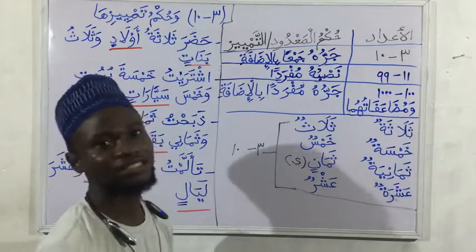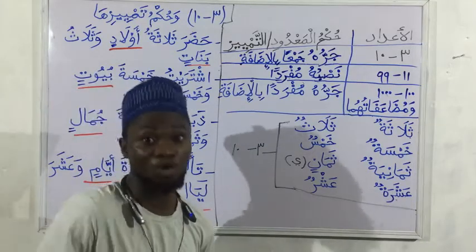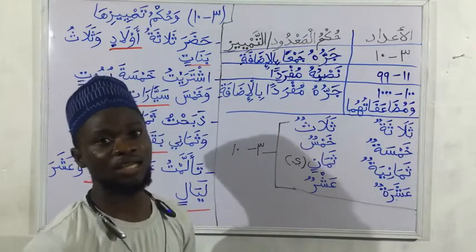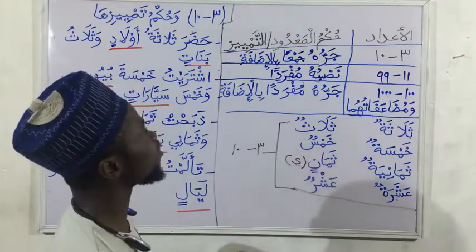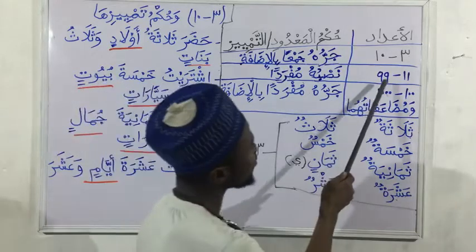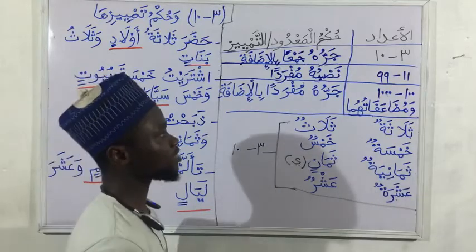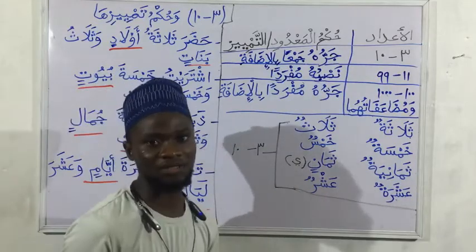Then secondly, it is going to be plural, just like I mentioned earlier. It conforms with the idiosyncrasy of English numbering. Then the next one, 11 to 99. Nasbuhu mufradan.